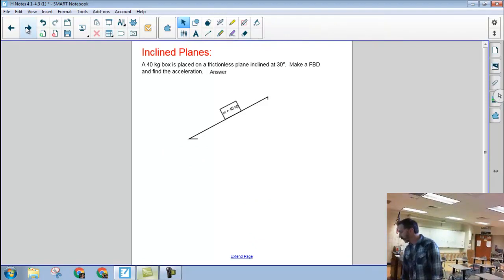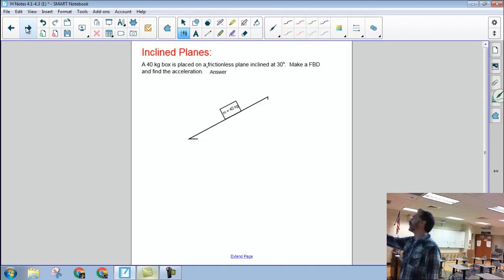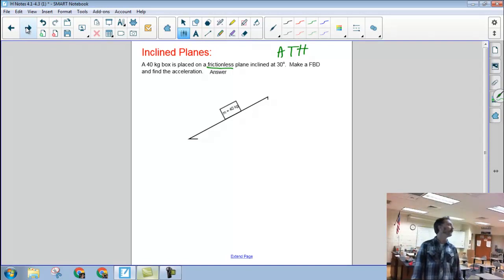All right, so we're going to start out here with a relatively straightforward example. So we've got a 40 kilogram box, and in the example it's placed on a frictionless plane. So we're going to start frictionless here to keep things simple, and it's inclined at 30 degrees, okay? Now usually the problem will say 30 degrees above the horizontal, okay? But if not, you can always assume that the angle that a plane is inclined at is measured off of the horizontal. So in this problem, here's my 30 degrees, okay? All right, so our goal is to find the acceleration.